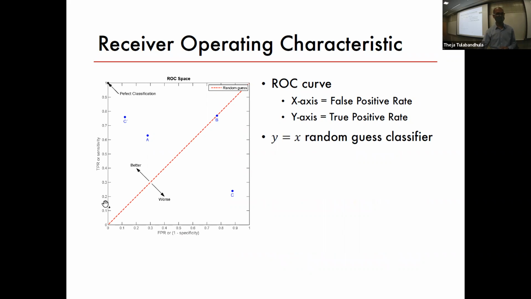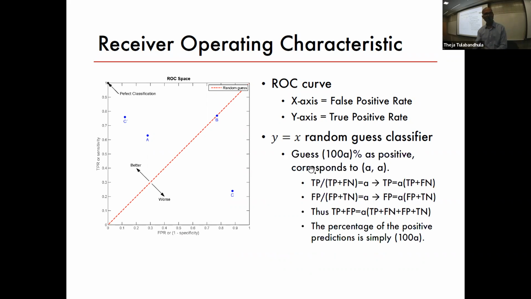So briefly, I want to mention this diagonal line, which is y equals x. It is actually a random guessing classifier. So let's say you guess a percentage of your examples as positive, and of course the others as negative. If a is 1/2, or 0.5, that means 50% of the time you're guessing positive and 50% of the time you're guessing negative. Then the classifier's true positive rate and false positive rate will be 1/2 each, because it's just doing random guessing.